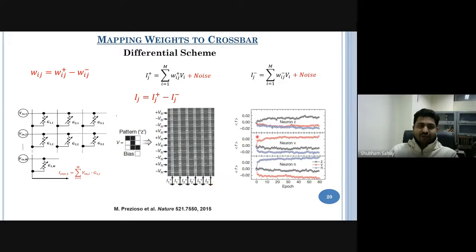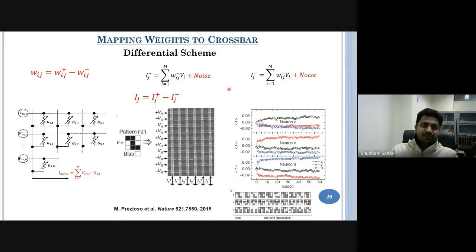When we did that, we found that whenever we presented any pattern from this class Z, I1 plus minus I1 minus was giving us the highest current. When we converted patterns from this class V into voltages and applied them to this crossbar, we found that I2 plus minus I2 minus, this red one, was providing the highest current. Similarly, for patterns from class N, we saw that I3 plus minus I3 minus, the blue one, gave the maximum current. So our network was identifying these three classes, and all of this was done in the hardware.